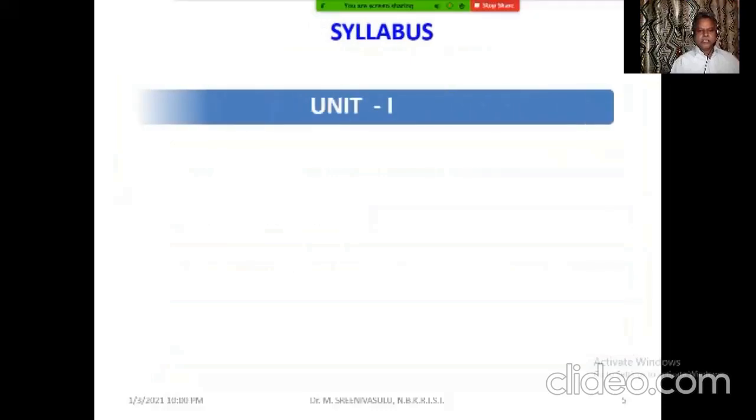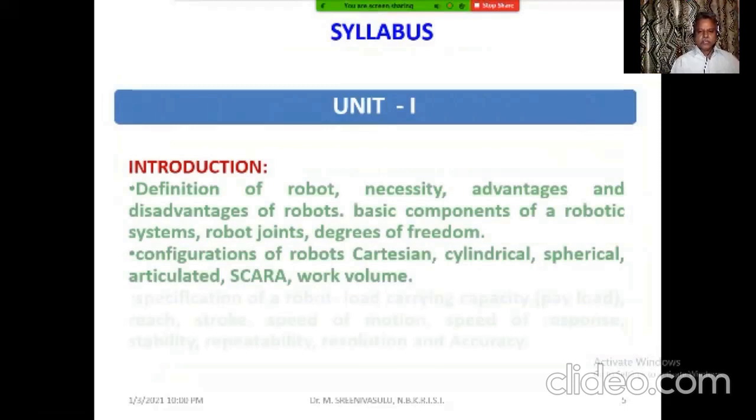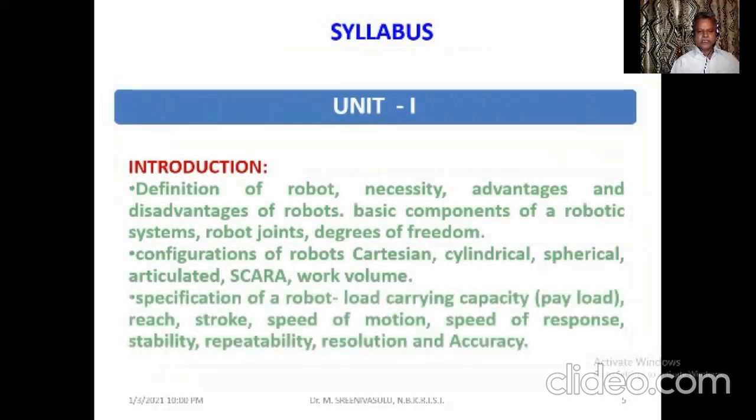What are all being incorporated in the syllabus. The total syllabus was divided into 6 units. Unit 1 is trying to give you some information on definitions and the robot necessity, what are all the advantages and disadvantages, the basic components associated with them, and what are all the types of robot joints, and how many degrees of freedom are associated with a particular type of configuration in the robot.